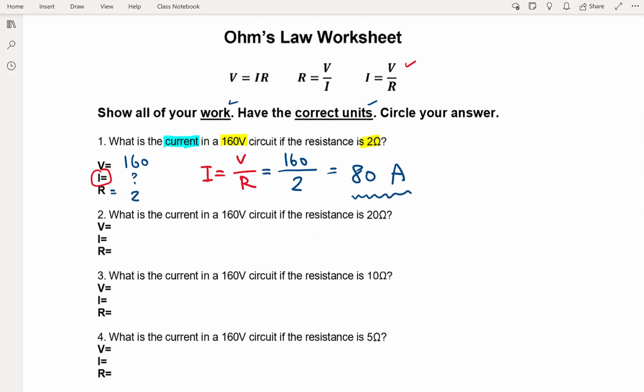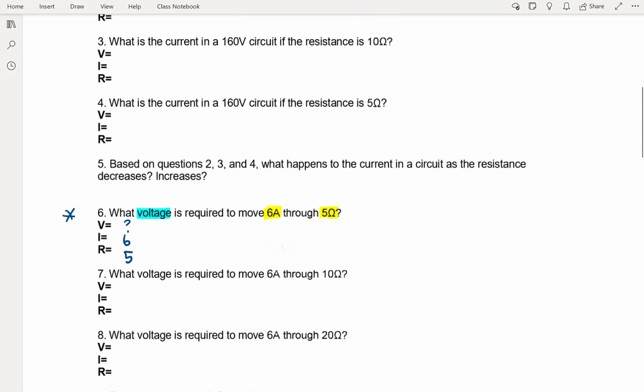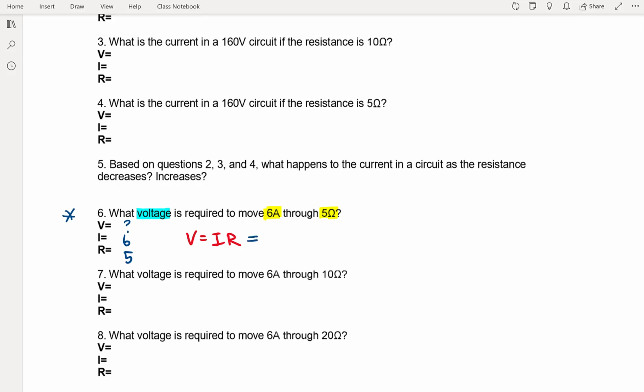Check the formula. Voltage is here. So we are going to use V equals IR. You need to write your formula first: V equals IR. And then you can put the numbers in. I is 6 and R is 5, so 6 times 5 is 30. And include your unit. The unit for voltage is volt, capital V. So this is our answer.